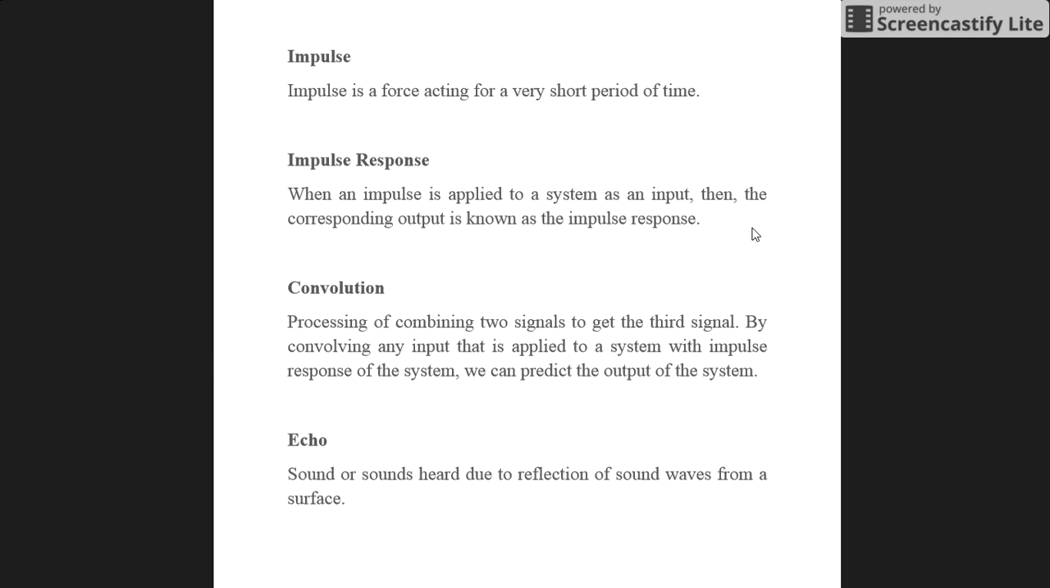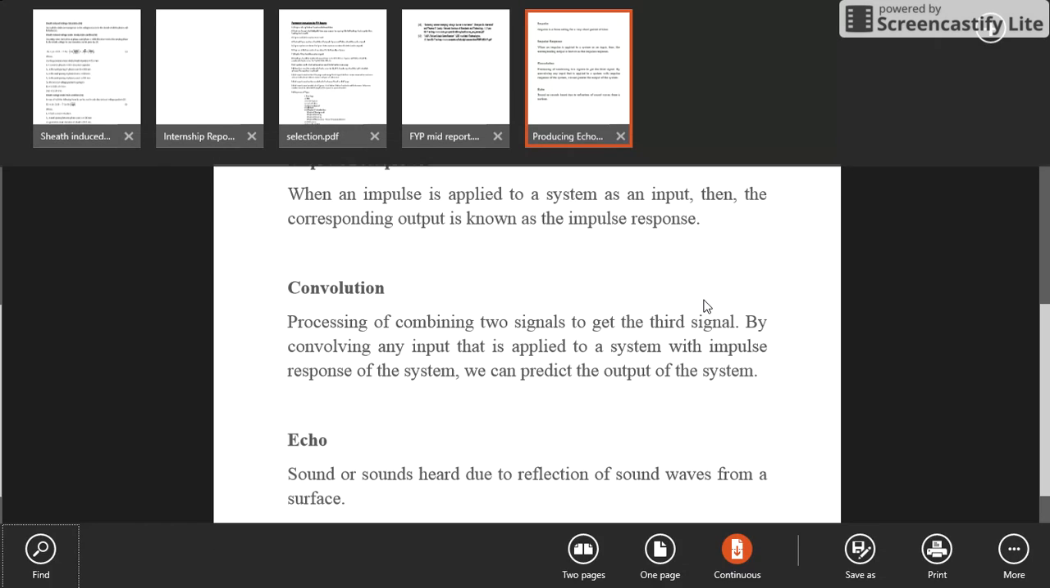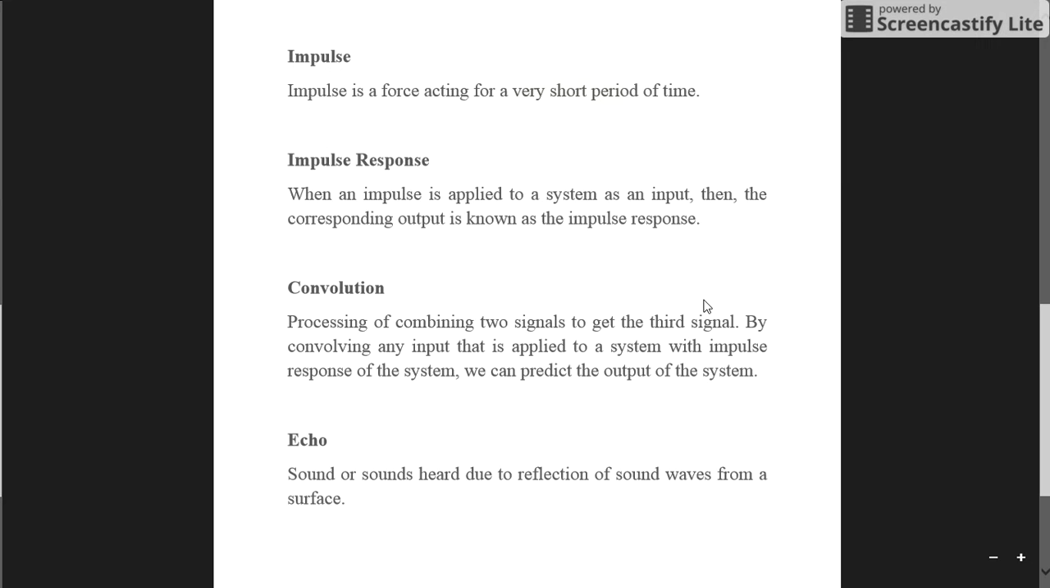Convolution. Convolution basically is processing of signals such that we can obtain a third signal. It basically integrates two signals and then generates its output. By convolving any input signal that is applied to a system with the impulse response of that system, we can predict the output of the system. While echo is basically the sound wave that is heard from reflection.